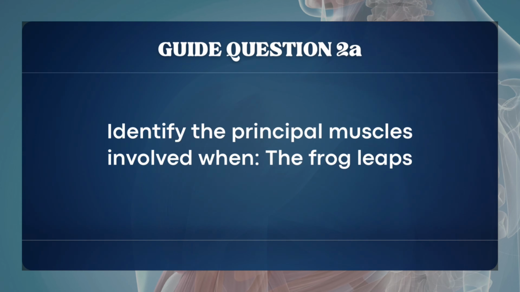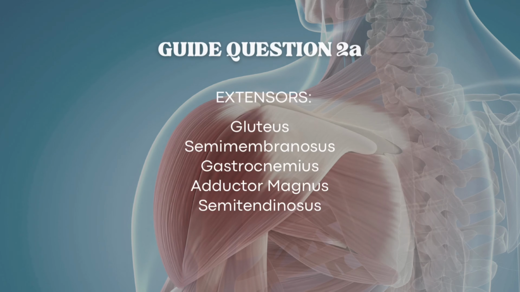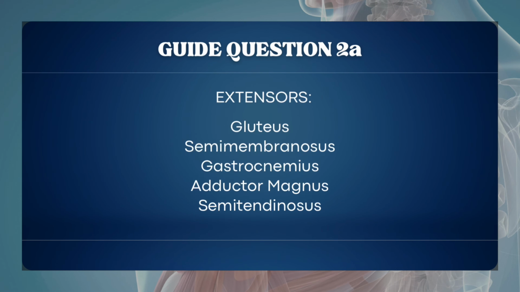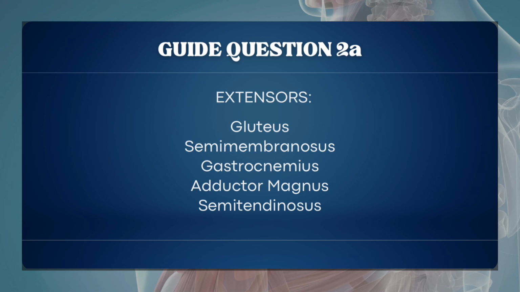For guide question 2A, identify the principal muscles involved when the frog leaps. As the frog leaps, several muscles are utilized to perform this movement, such as the gluteus, semimembranosus, gastrocnemius, extensor cruris, adductor magnus, and semitendinosus. These aforementioned muscles serve as extensors as the frog leaps. In addition to that, these extensors, specifically the leg extensor muscles, allow frogs to have exceptional jumping ability due to the high power output these muscles provide.